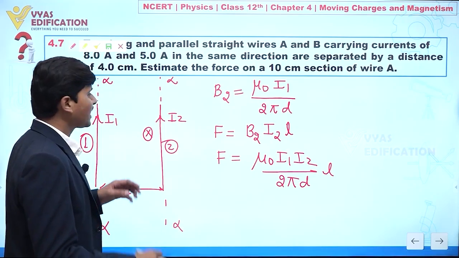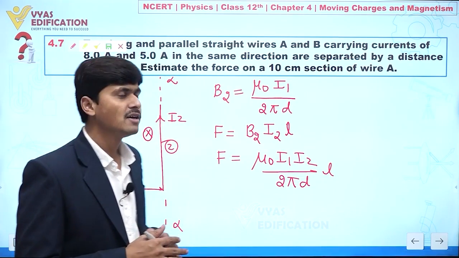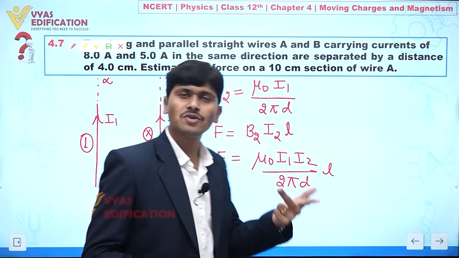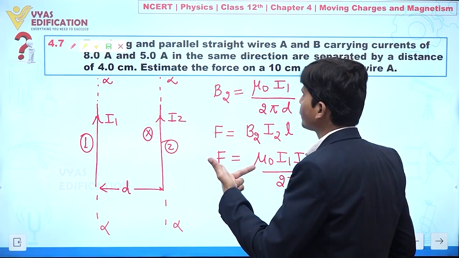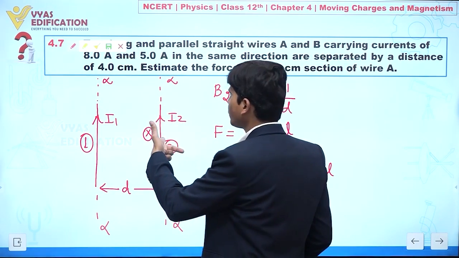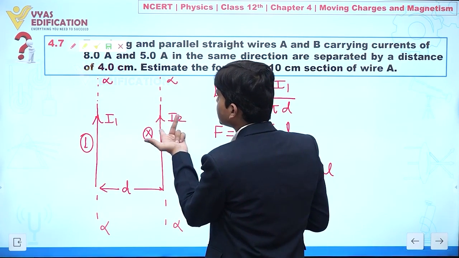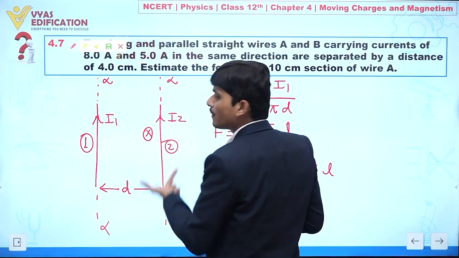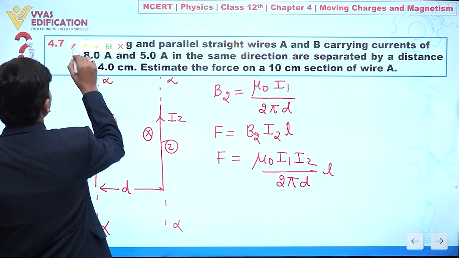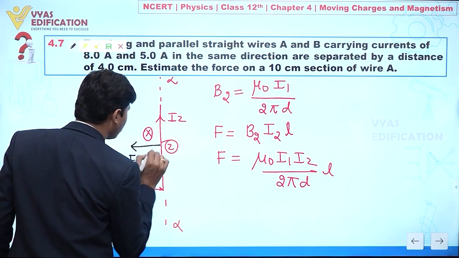Now can we calculate the direction of the force also? Yes, definitely. You can utilize Fleming's left hand rule. Let's suppose the first finger represents the direction of the magnetic field, the middle finger represents the direction of current, and the thumb represents the direction of force acting. It means the force will act in this direction, the force acting on 2 by 1.